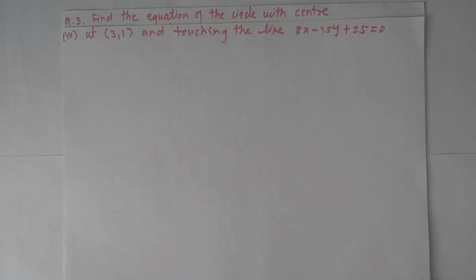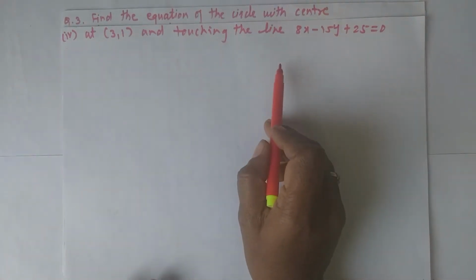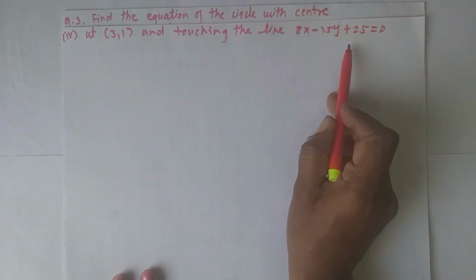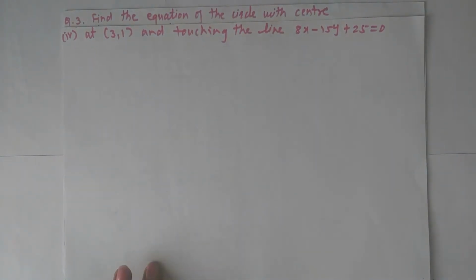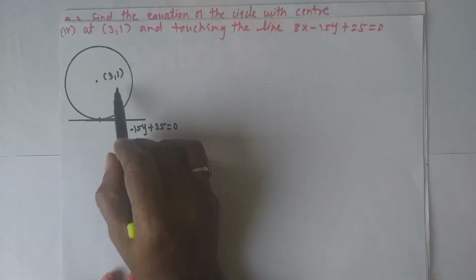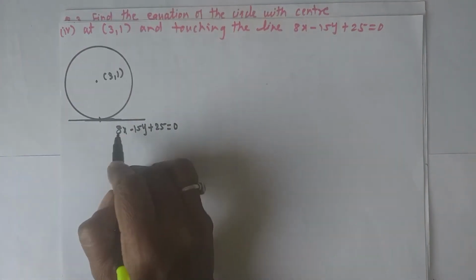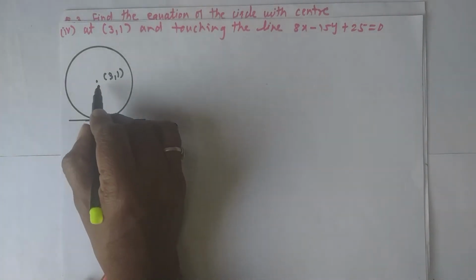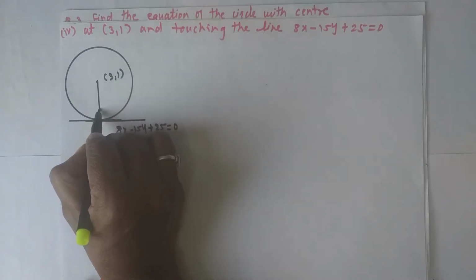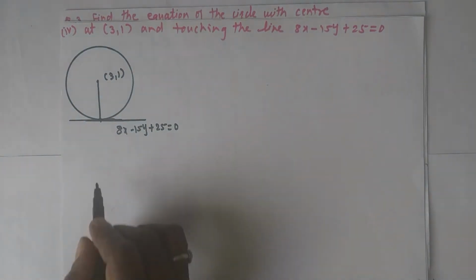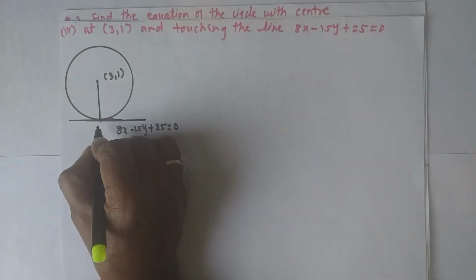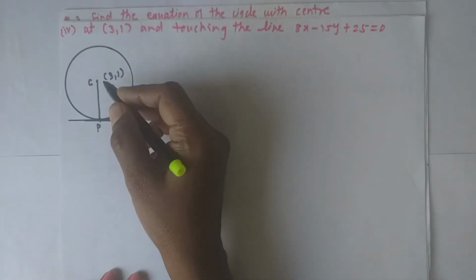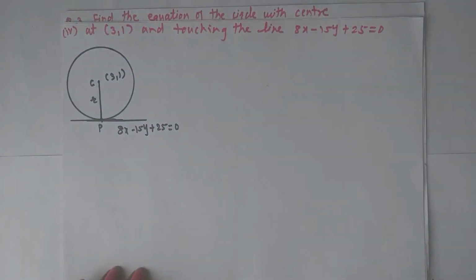Okay. Let's see the next problem. Again, find the equation of circle with center at (3, 1) and touching the line 8x minus 15y plus 25 is equal to 0. Here we will draw a rough diagram. Draw the circle. (3, 1) is the center and the line 8x minus 15y plus 25 is equal to 0 touches the circle. If I join this center and the touching point of the line to the circle, then I will get this distance. If the point is P and this center is C, then I will get this distance CP, and this distance CP is nothing but the radius of the circle.